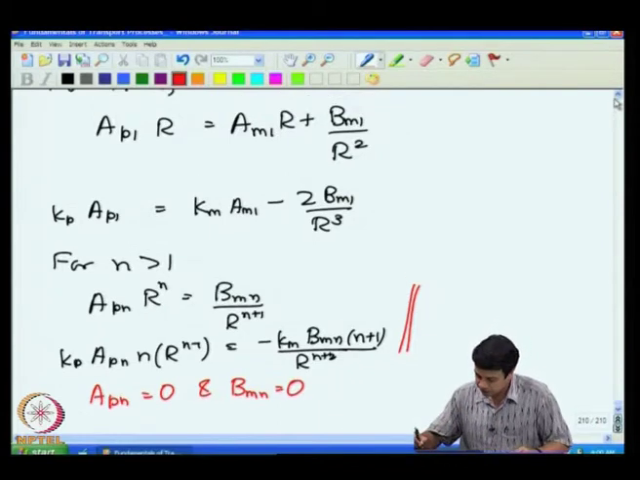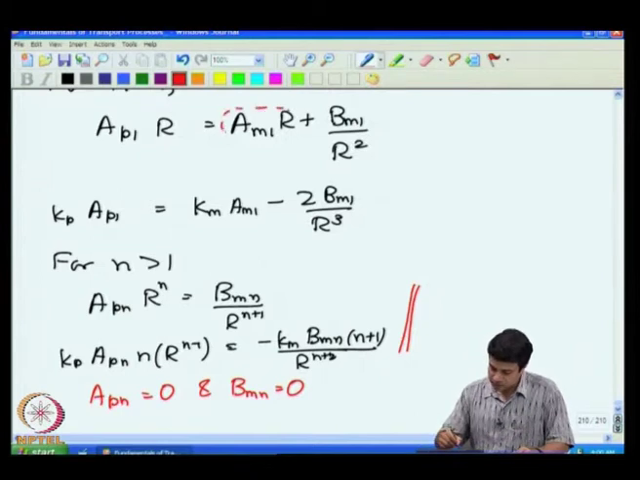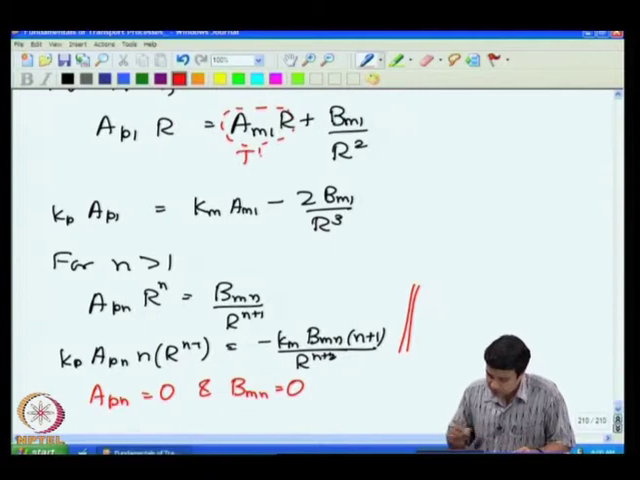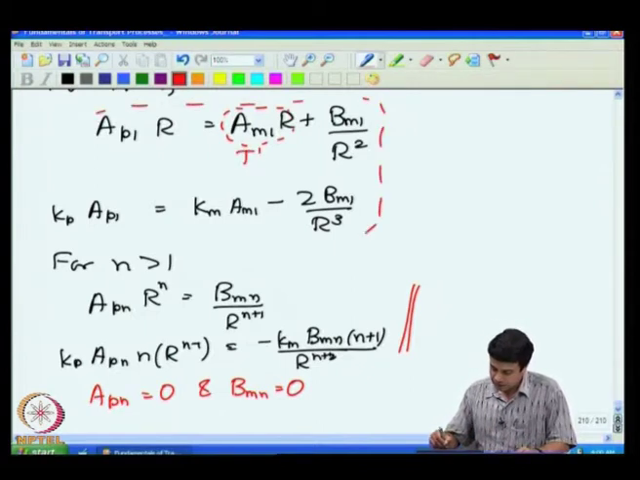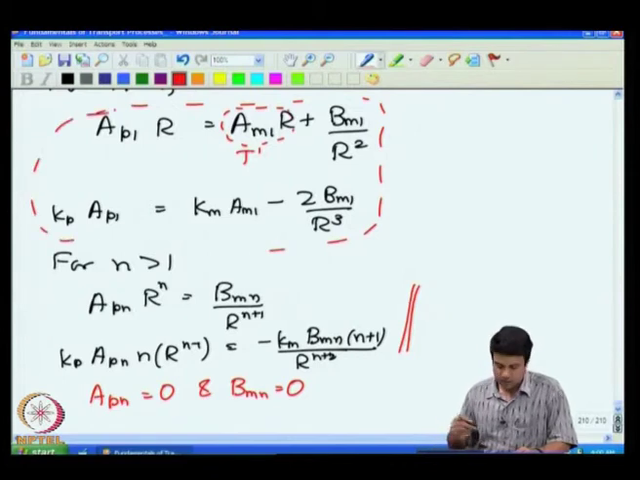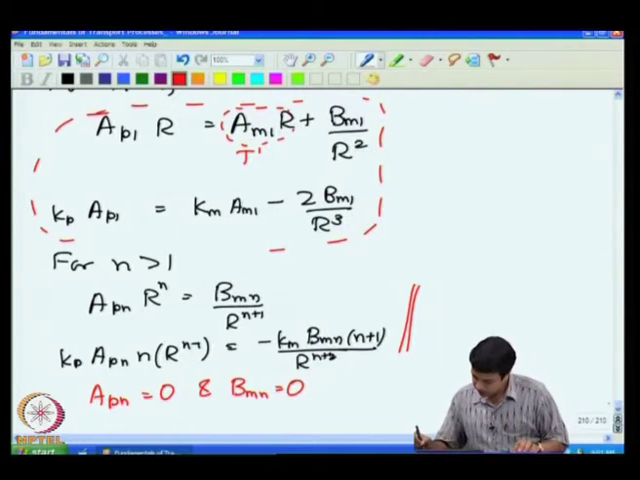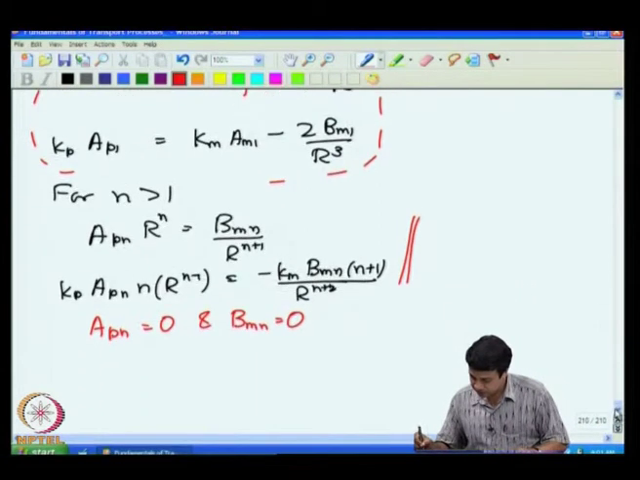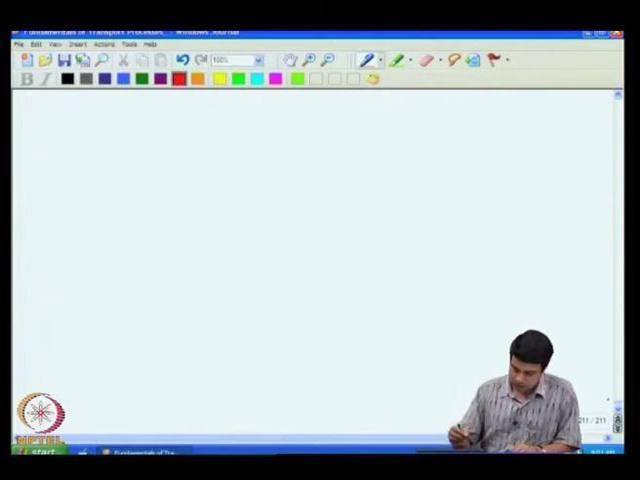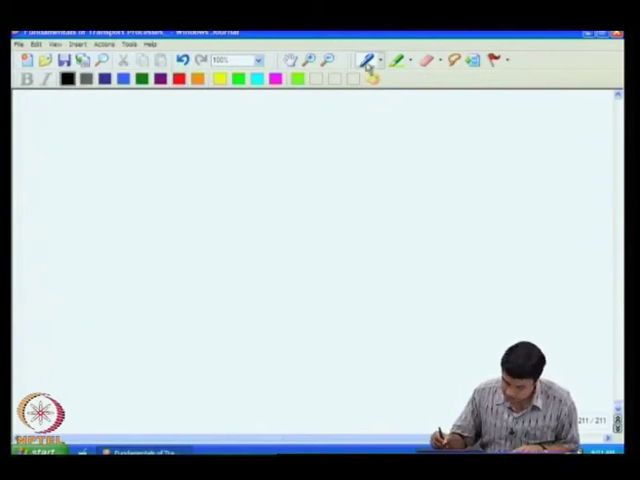For n equal to 1, you have this inhomogeneous term, A_m1 is equal to T', and because of that, you have this inhomogeneous term. For the combination of these two equations, you can get solutions for all of the constants within the equation. You can solve the simultaneous equations quite easily, and I will just give you the final solutions that you get.